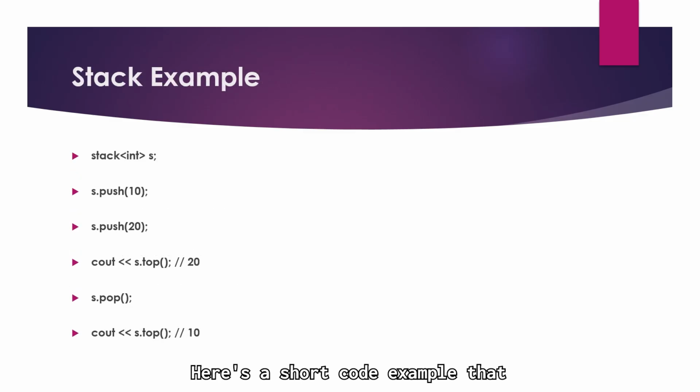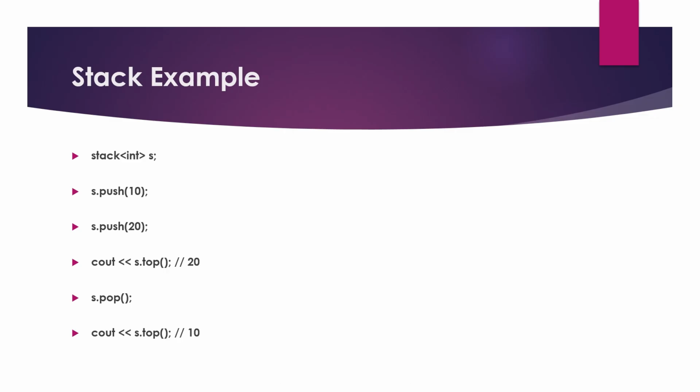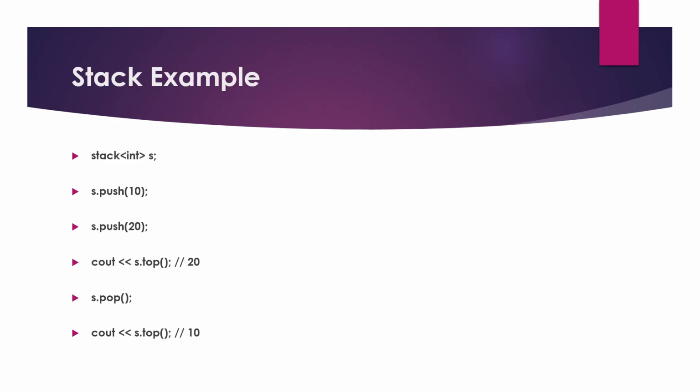Here's a short code example that demonstrates stack operations. We create a stack of integers, then push two values onto it, 10 and 20. When we call top, it returns 20, the most recently added element. Then we pop the stack, removing 20, and now top returns 10. This simple sequence clearly shows how the LIFO mechanism plays out in real time. You will be using this behavior frequently in algorithms and logic-heavy applications.